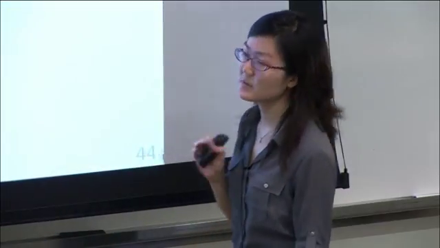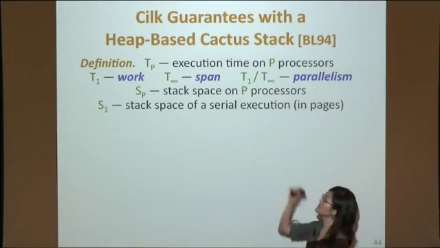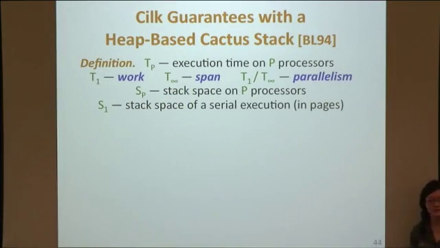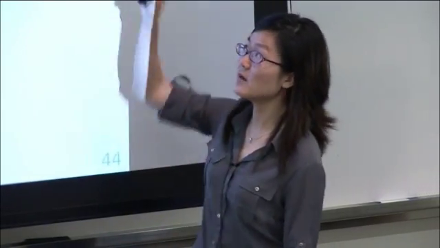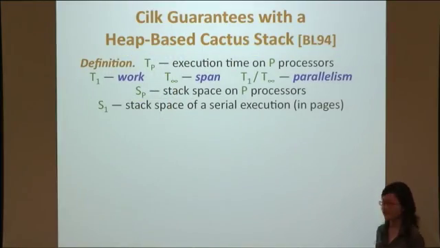So in Cilk, using a heap-based cactus stack, say we call TP the execution time on P processors. Then T1 basically equates to the execution time on a single processor, which means that's the total work of your computation. On the other hand, T infinity, you can think of that as the execution time if you have infinitely many processors. And so what that translates to is the span, or some people call critical path, of the computation, which is the longest dependency chain in your computation. So we define parallelism to be T1 over T infinity.